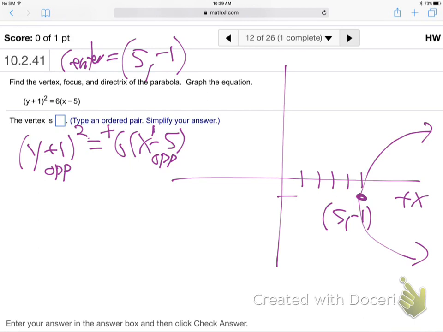First power letter tells the direction story. That's the most important thing to know about parabolas. Which way are they going? Right, left, up, or down? Is that good? See how I got that? Okay, now they're going to ask me for the focus point. How do I find the focus point?